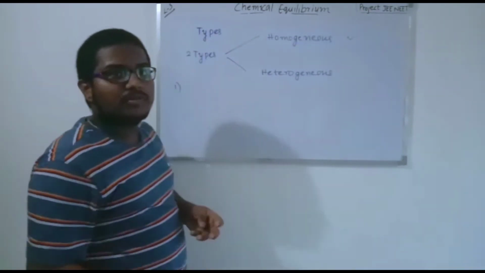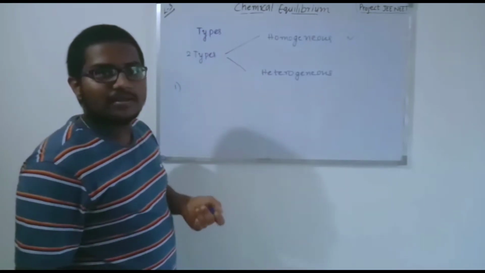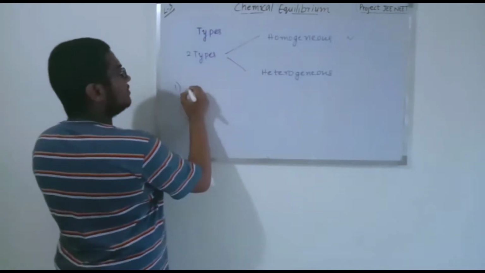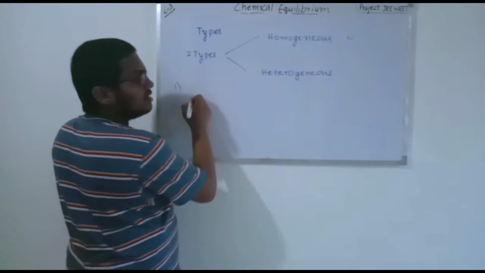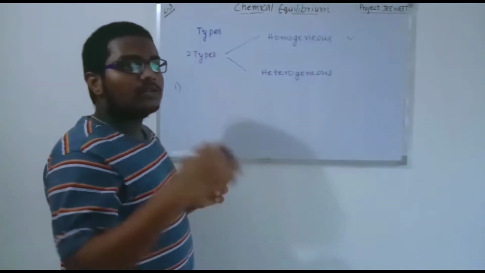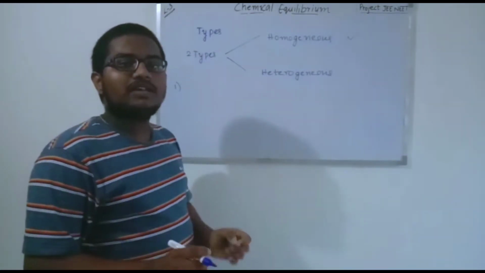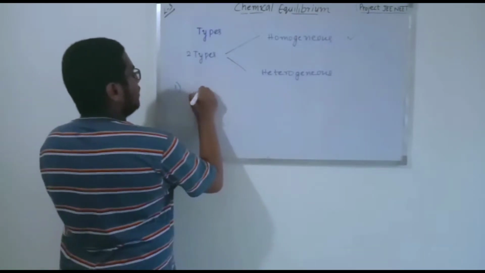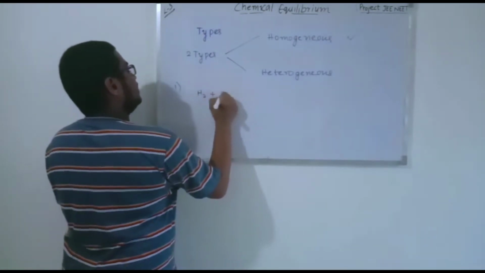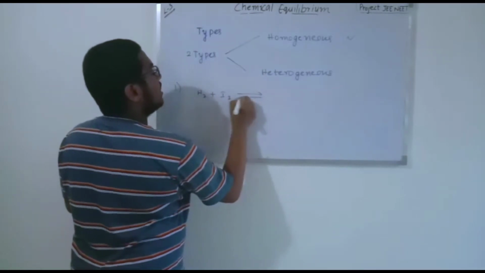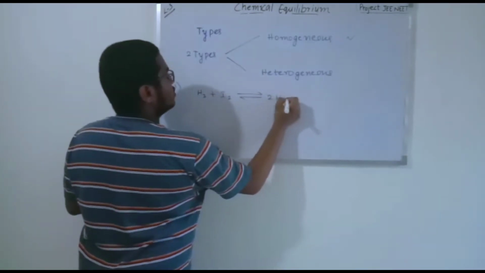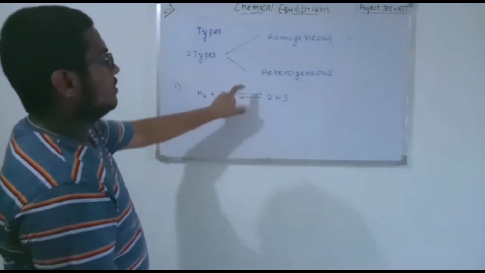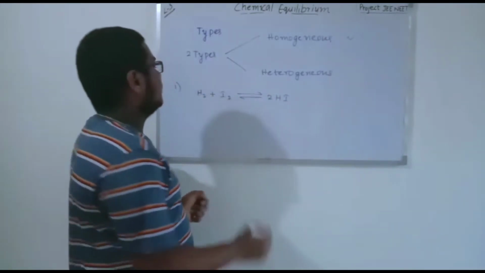What is meant by homogeneous chemical equilibrium? In homogeneous chemical equilibrium, all the products and all the reactants must be in a single phase. For example, H2 plus I2, reversible arrow, 2HI. This is an example of an equilibrium reaction.